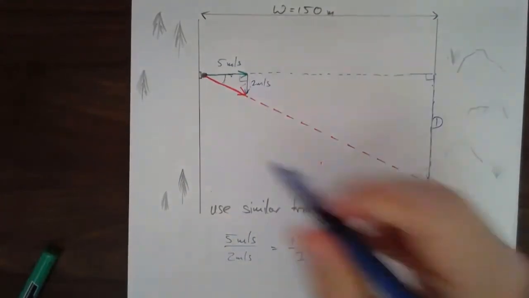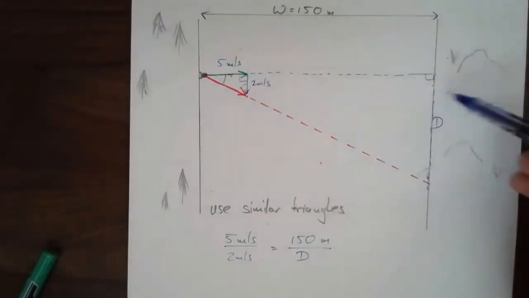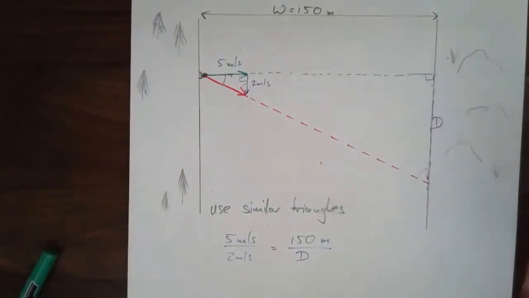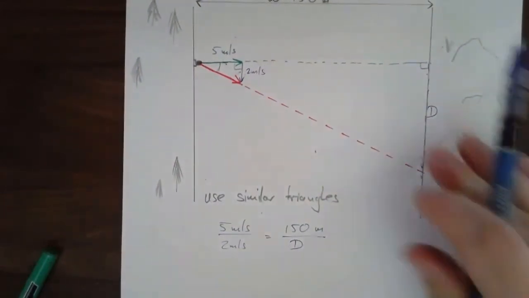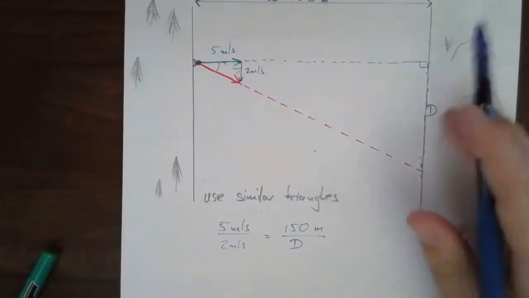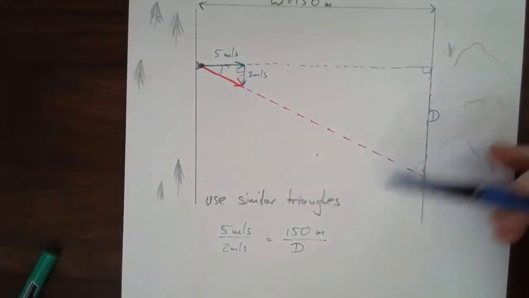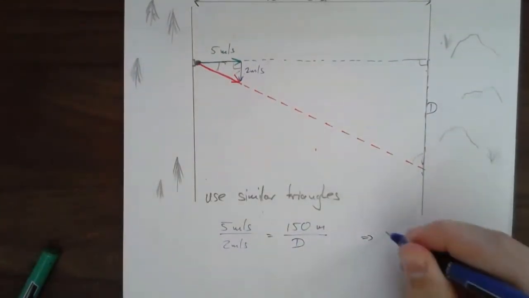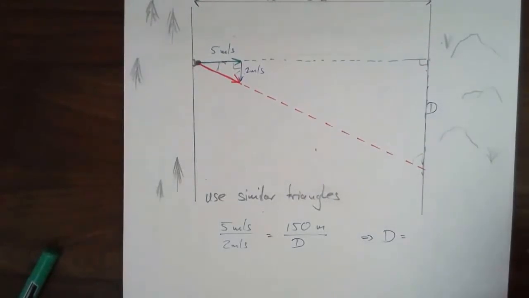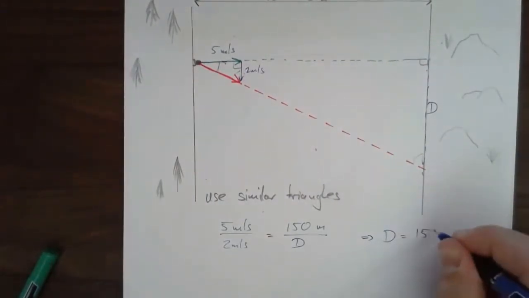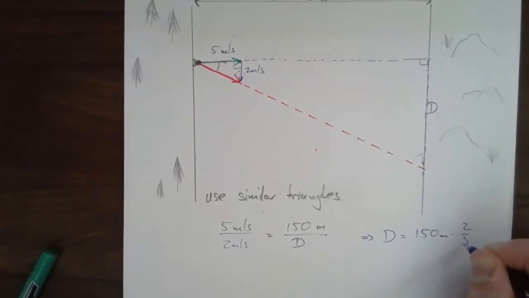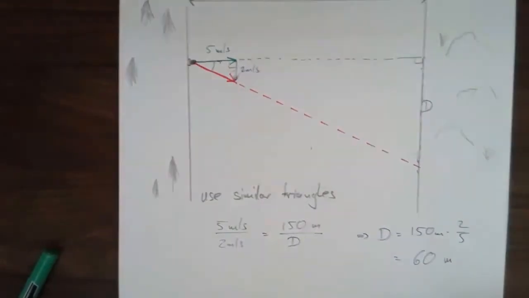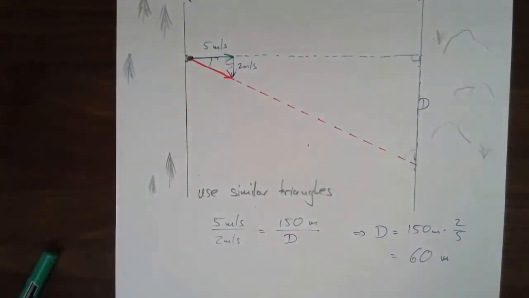You can always label, when you have a nice diagram, different distances and quantities, so then it's unambiguous what you mean. If I just write D without showing you, you're like, what is D? I don't know. Well, I've labeled it, so you know what I mean by D. So we can solve this, and we're going to get that D must be equal to 150 meters times 2 over 5, which is 60 meters. Right, so we're drifting downstream by 60 meters.